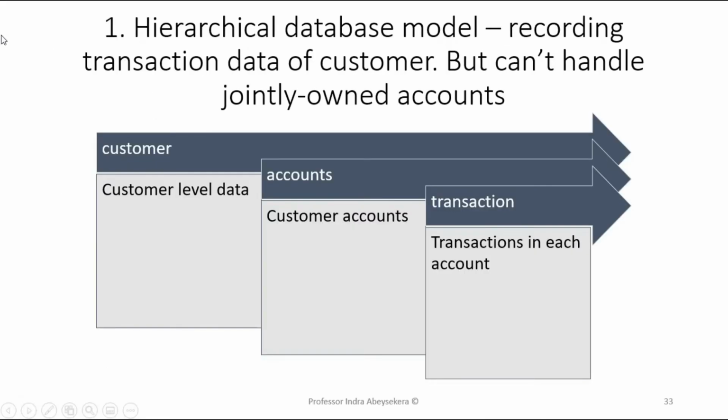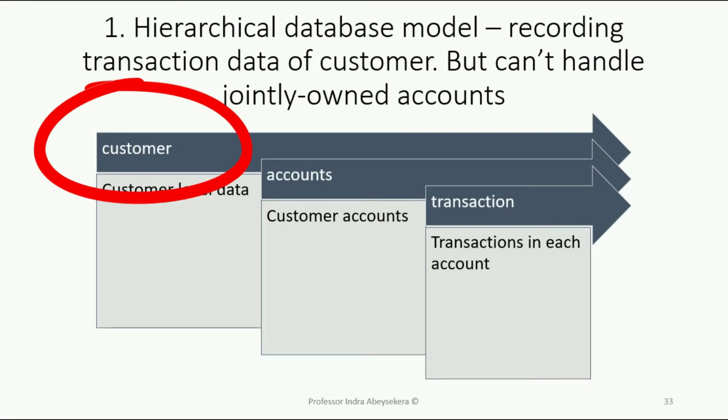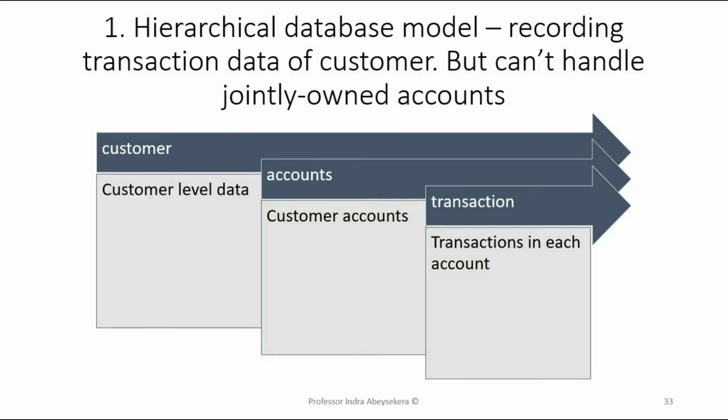So hierarchical database model is for transaction data of a customer. For example, recording transaction data of a customer, but it can't handle jointly owned accounts because for a single customer, there's a single account, for example, in a hierarchical system, a parent and child type relationship.